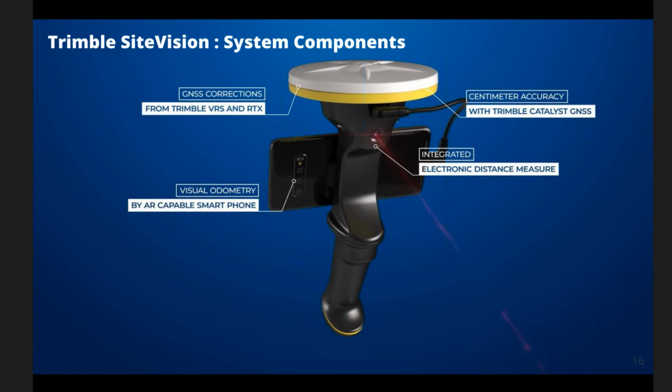So how does SiteVision work? Trimble SiteVision provides centimeter accuracy with a Trimble Catalyst GNSS receiver while using GNSS corrections from Trimble VRS and RTX networks. The Catalyst receiver, which is placed in the wide circular part of the handheld, is a technology to obtain high-accuracy GNSS positions on your mobile phone. SiteVision has an integrated electronic distance measurement unit and uses visual odometry of AR-capable smartphones. Visual odometry is the process of determining the position and orientation of an object by analyzing a series of camera images.